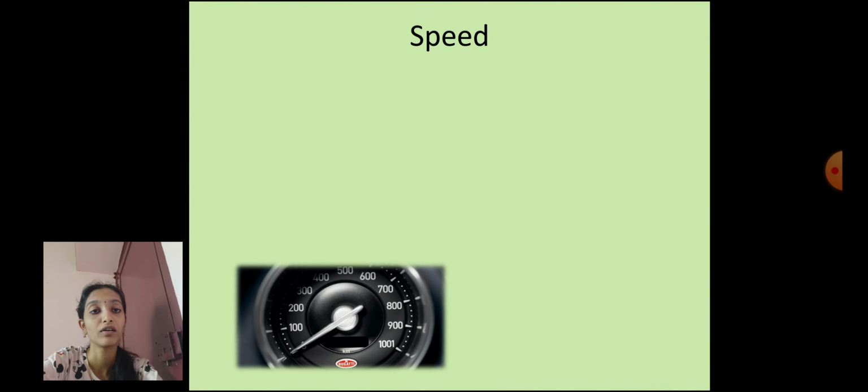So next we can study about the speed. From this first picture we can understand the speedometer. What is this speedometer? We have seen these in vehicles, right? So what is the use of this? For vehicles, the use of this is to know the speed.